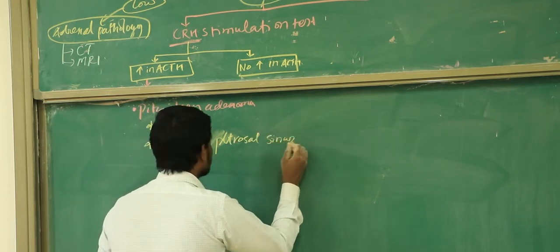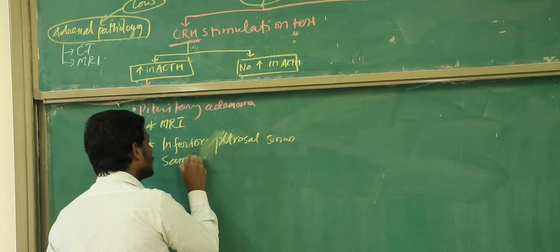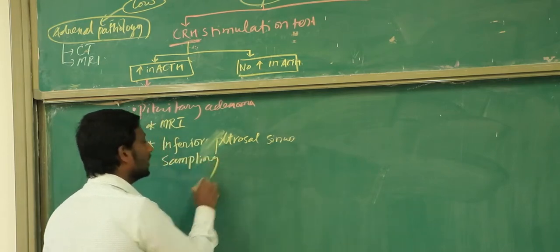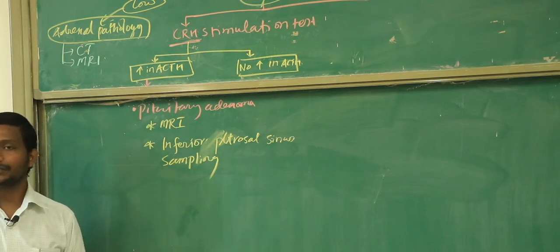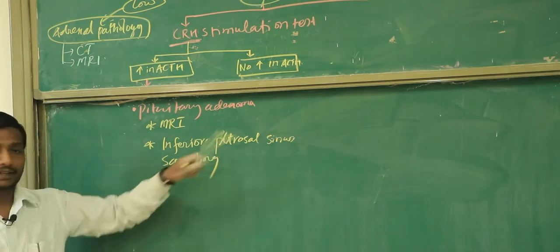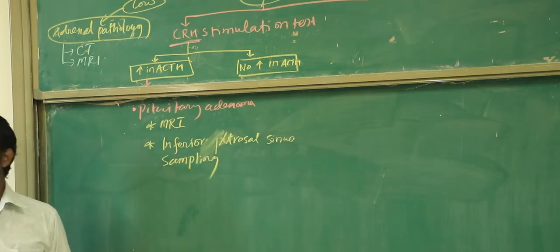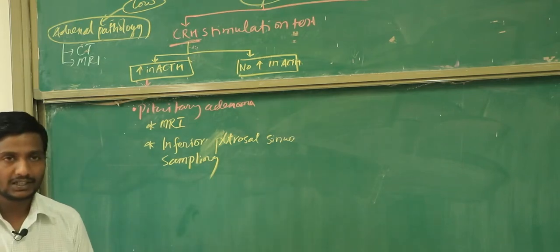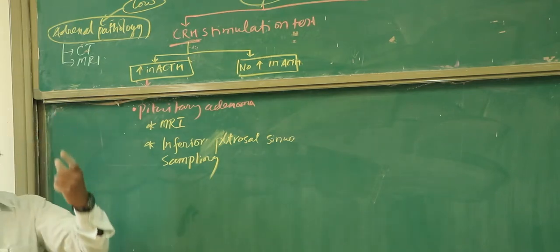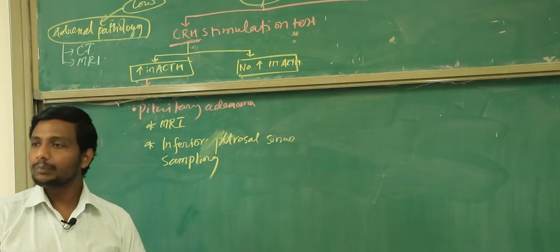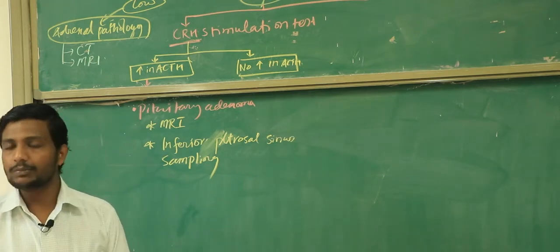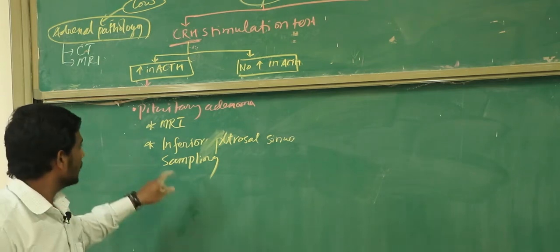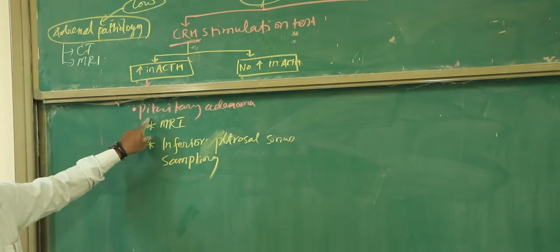So what we are going to do, we will take the blood sample from the inferior petrosal sinus, and then we'll check the amount of CRH and the amount of ACTH. If the ACTH is high in this sinus, it means, okay, this is being produced by the pituitary gland. But if the amount became normal, then maybe the patient is not having the pituitary adenoma, right? So in this way we can diagnose the pituitary adenoma.